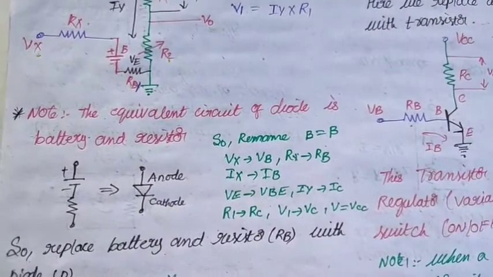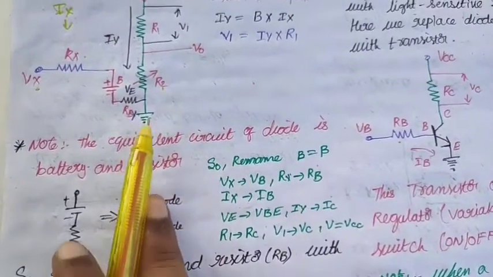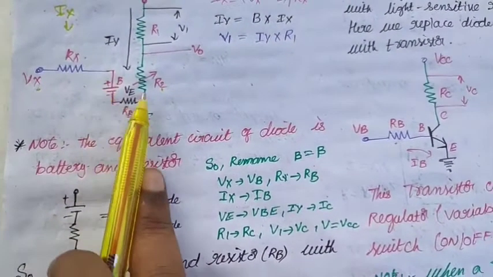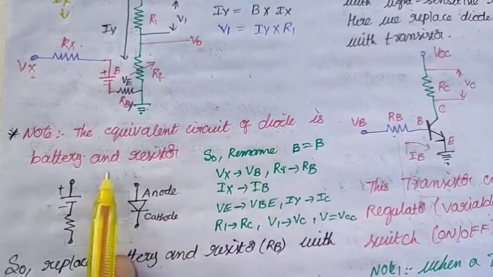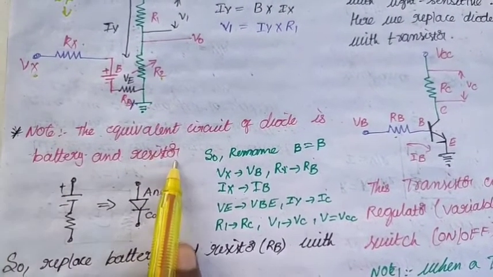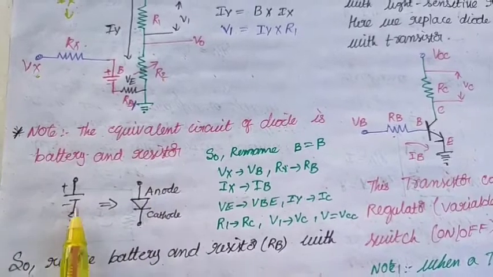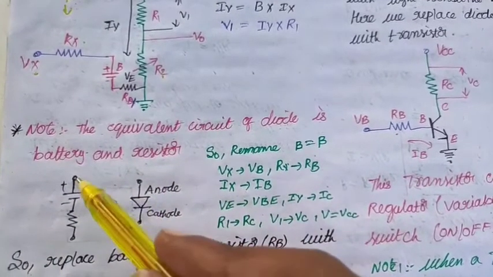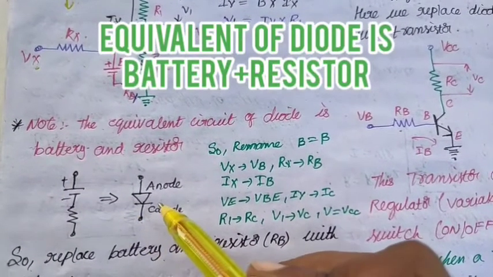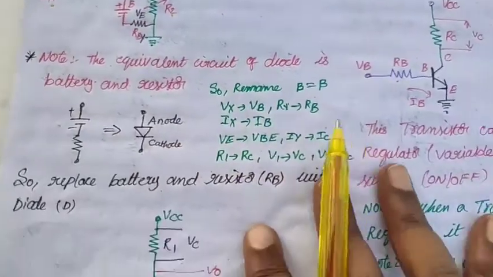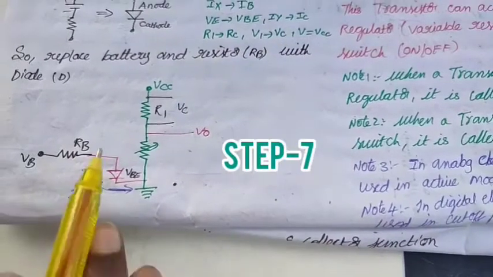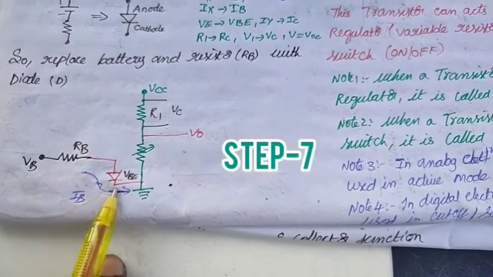Okay, have you understood? Have you seen the battery and resistor? Have you got anything? The equivalent circuit of the diode is a battery and resistor. So battery and resistor is equal to diode. So replace this battery and resistor by a diode. Okay, I replaced.